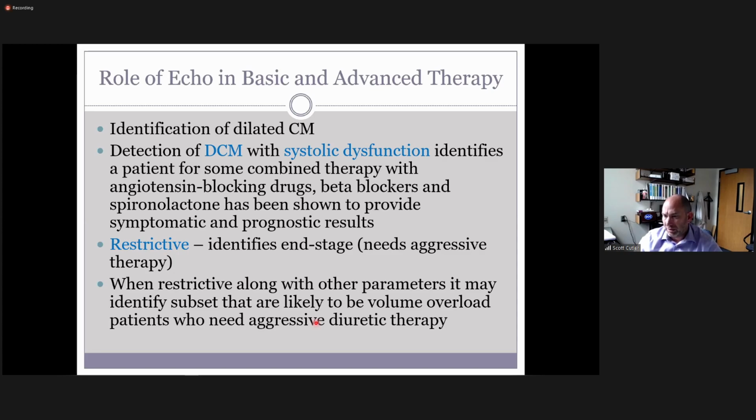Restrictive, so if they get restrictive physiology, which is diastolic function, that identifies end-stage disease and needs aggressive therapy. So we're talking probably restrictive, reversible at this point, okay? At some point when it becomes irreversible, it doesn't really matter what we do, that's very end stage. There's really nothing they can do to fix that. When it's restrictive, along with other parameters, it may identify subsets that are likely to be volume overload patients who need aggressive diuretic therapy. So again, heavy on the medications to try to reduce the workload on the heart.